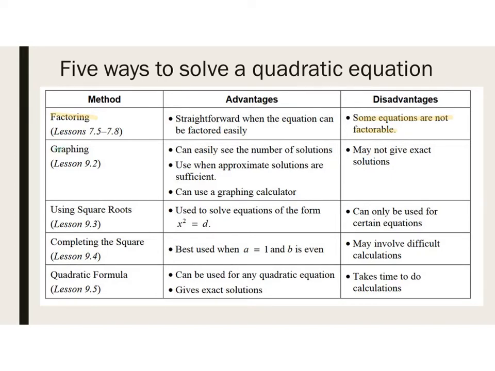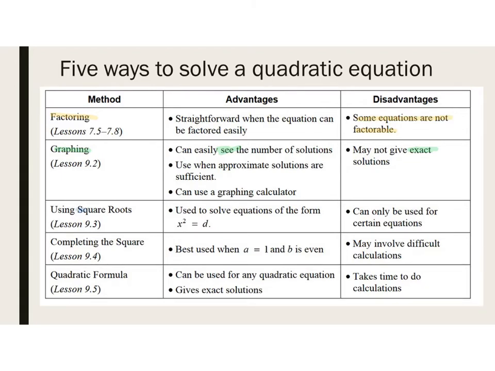Up next, we did graphing. The advantage here would be that you can see those solutions, right? Because you're going to see where the graph crosses the x-axis. The disadvantage is that you don't always have exact solutions. If it crosses between 1 and 2, you might not know exactly where it crosses. So graphing is a great visual, but not a method that we use often to actually solve.